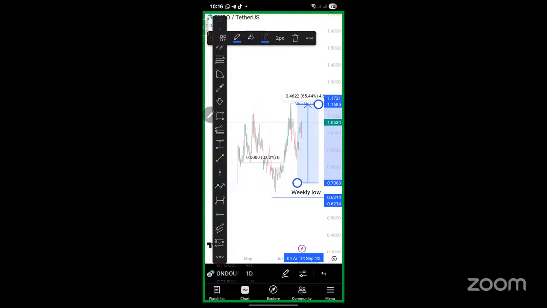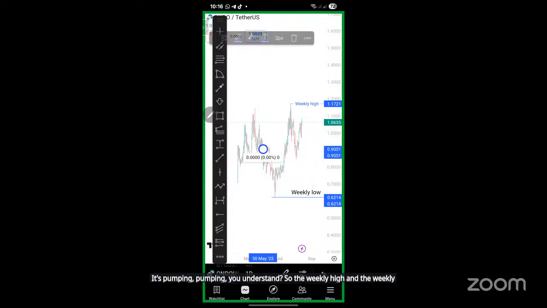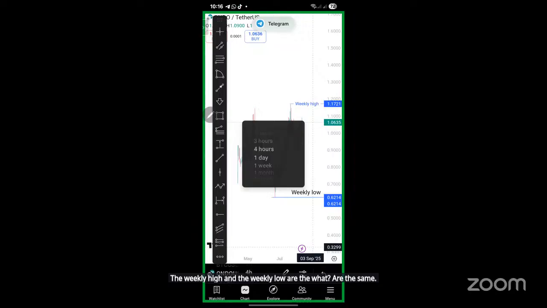Somebody told me to buy, and I did not mind at all. Now you see the coin, it's pumping. You understand? So the weekly high and the weekly low are the same. Now let's go to 1 hour.